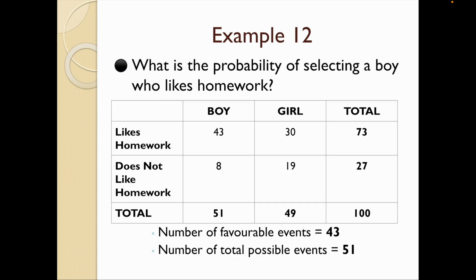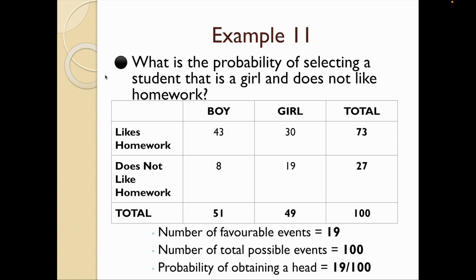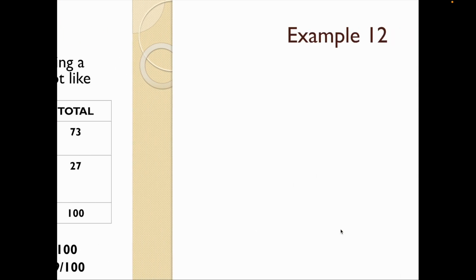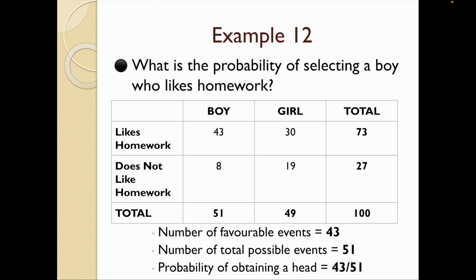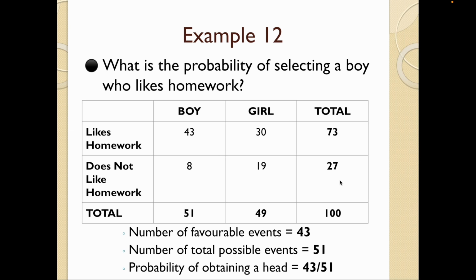So we are looking at 51 this time because it says selecting a boy. Okay. Previously it said what? Selecting a student. So we were looking at the total students. This time it says selecting a boy. Okay. Let's look at the next one.